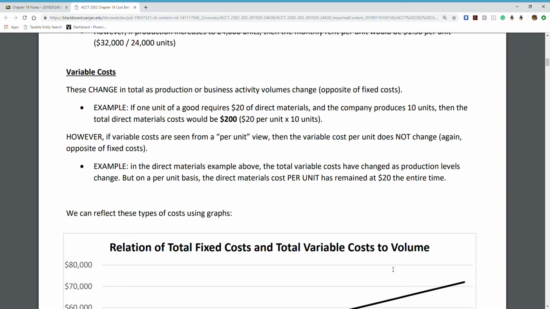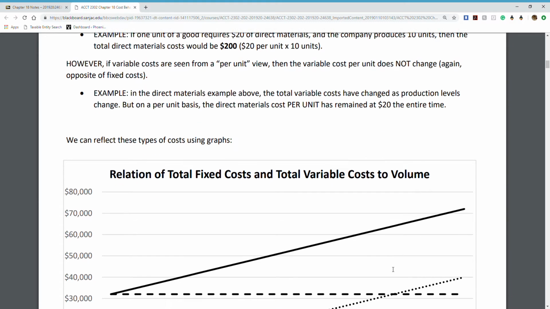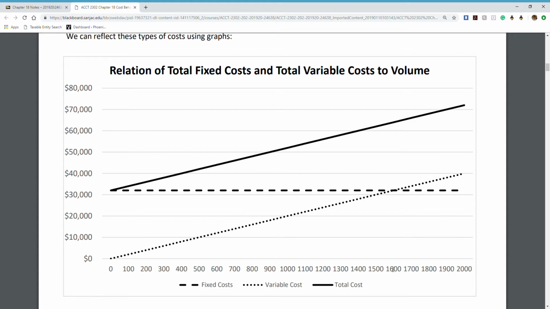Nothing changes. Okay? So that's actually pretty interesting that when we look at the overall picture, fixed cost, in its definition, does not change. Variable cost does change. But when you look at the per unit value, they flip. Pretty cool. Okay? So the notes actually give you two graphs to show you this.